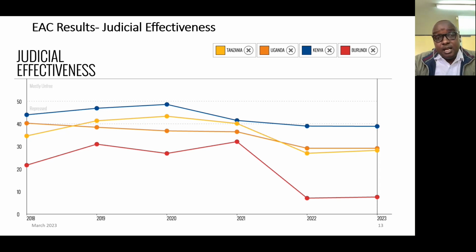In comparative terms, Kenya still leads with a score of around 39. Tanzania and Uganda score almost 35, 30, and then obviously Burundi is in the repressed category. It is slightly low, almost close to 10. And this is a problem. On judicial independence, there is a study that IEA has undertaken on Kenya's judiciary.